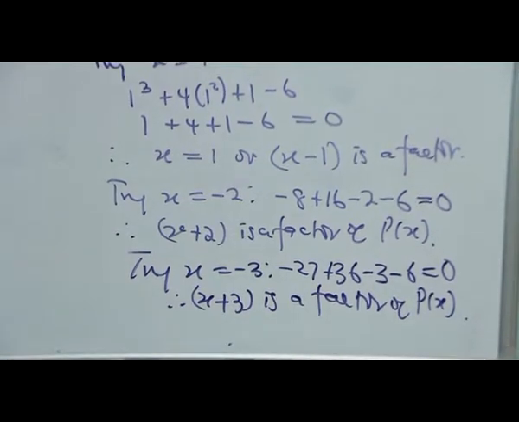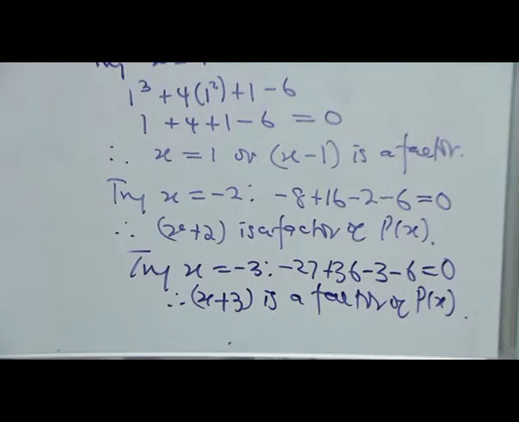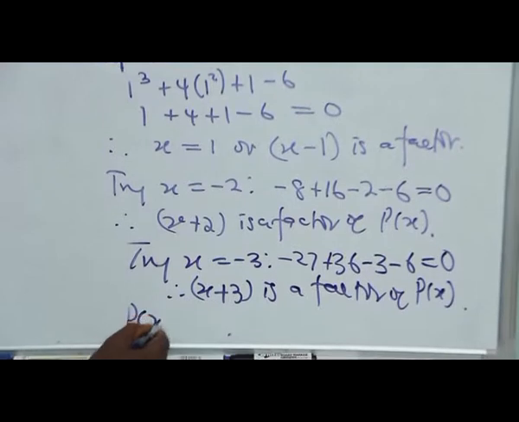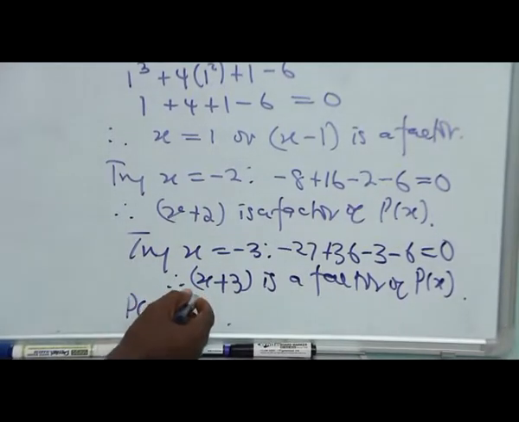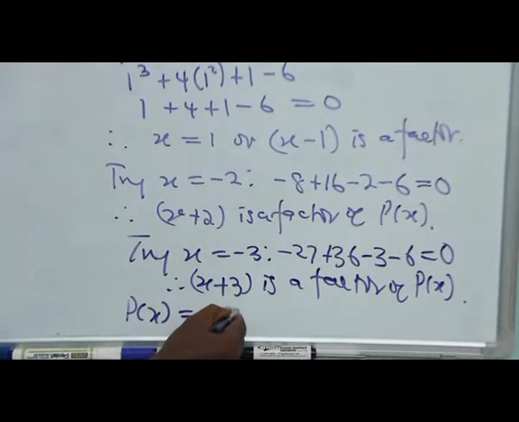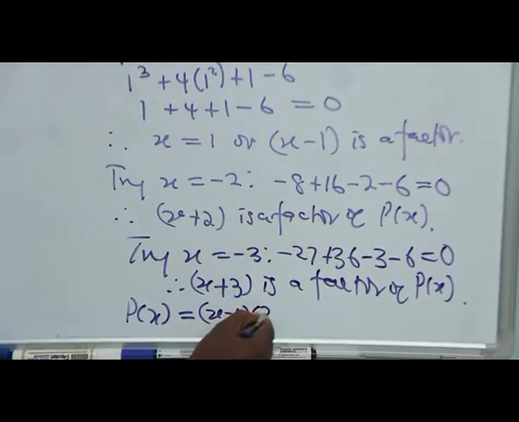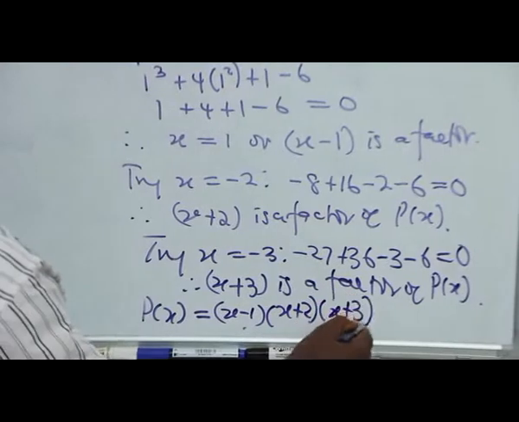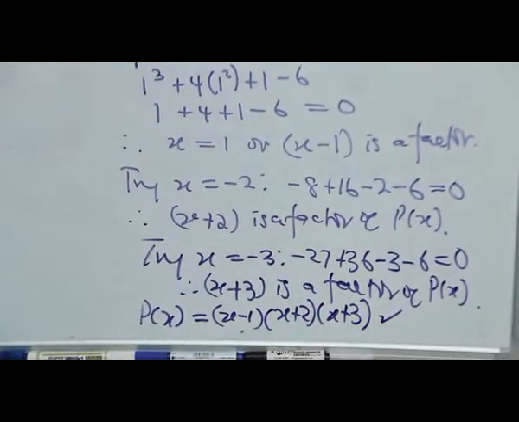So your answer, if you are factorizing the polynomial, p of s will now be equal to the first factor s minus 1, followed by s plus 2, followed by s plus 3. And that is the solution to the problem.